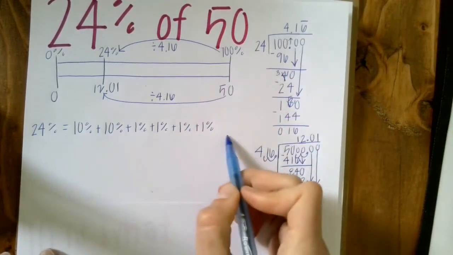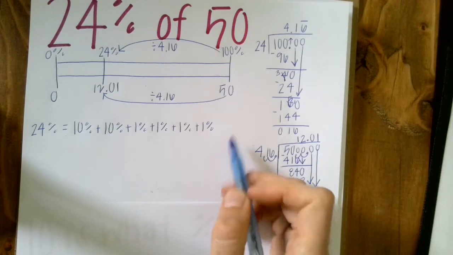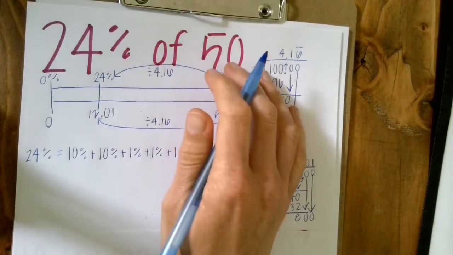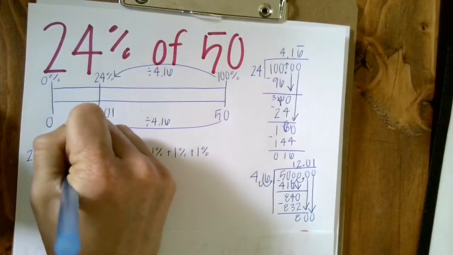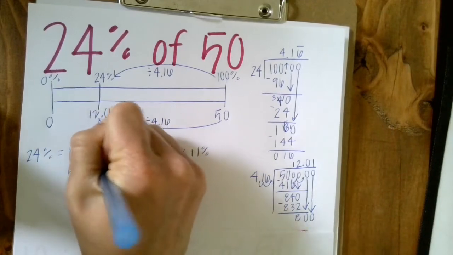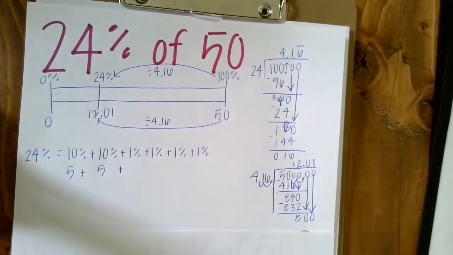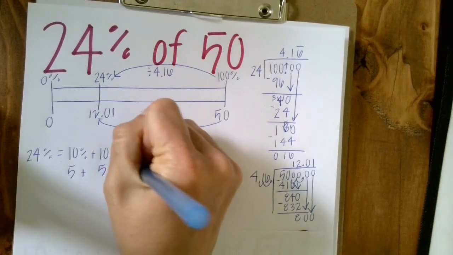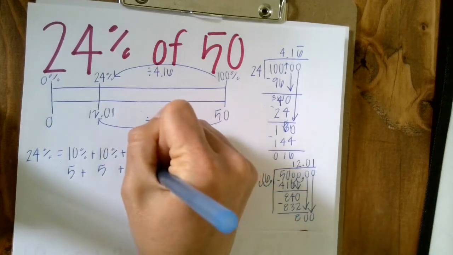And now I'm going to find what each of these are. So if I have 50, I know that 10% is 5. So I'm writing that directly under my 10%. And then I know that if I have 50, 1% would be 5/10. So I'm adding that in.